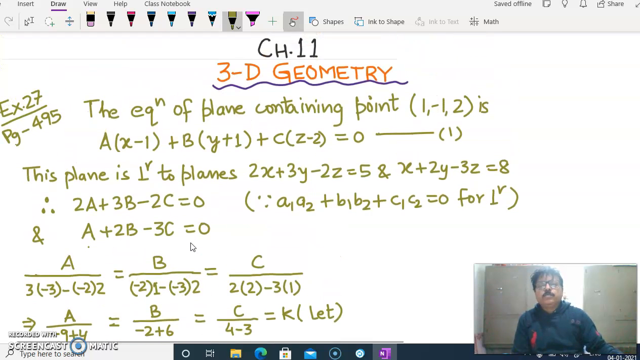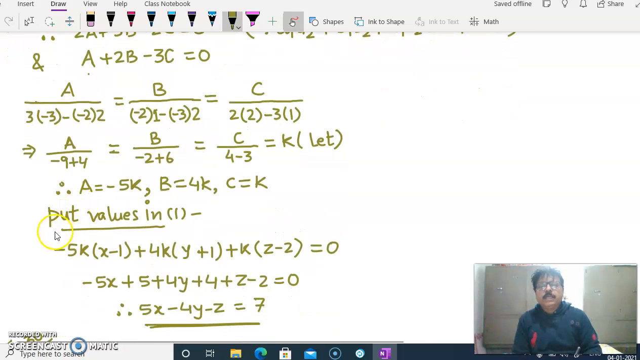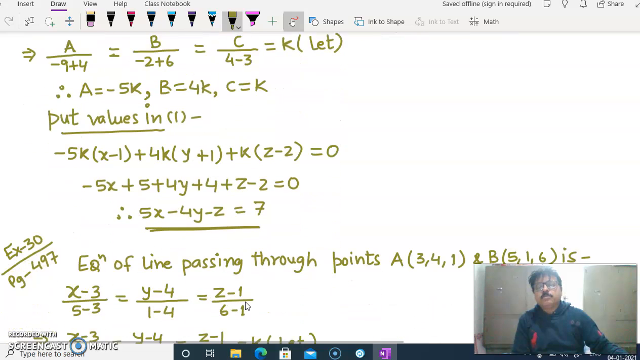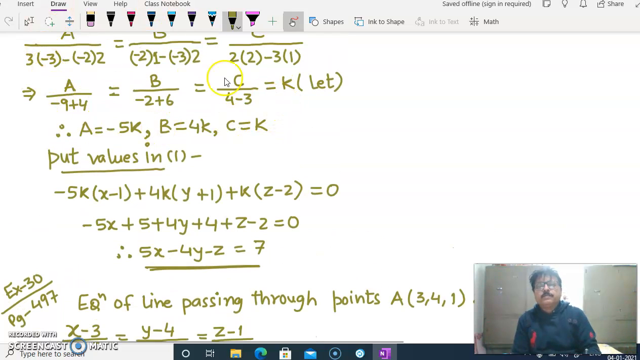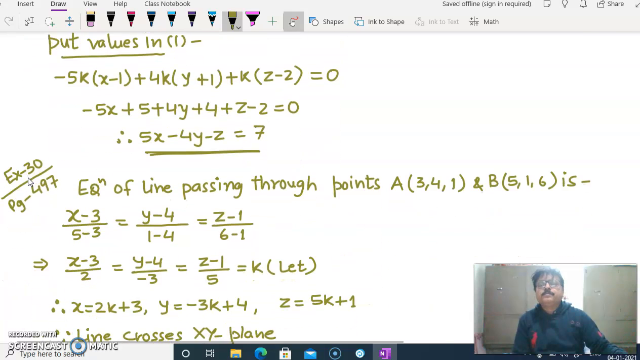If we put these values of a, b, c in equation 1, what equation do we get? We get -5k(x - 1) + 4k(y + 1) + k(z - 2) = 0. And when you solve it, the equation of the required plane will be 5x - 4y - z = 7. Students, remember this is a very important example, and the way we have solved it was very significant. You have the liberty to use the method given in the book also, correct?